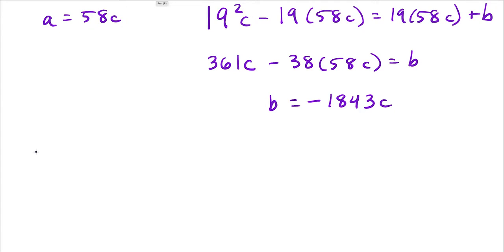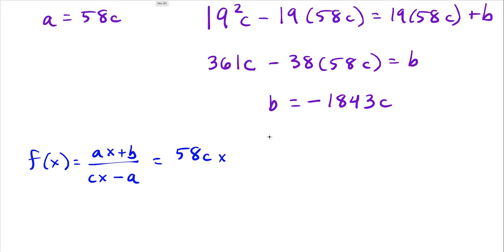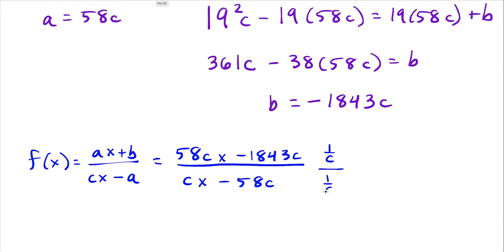So now let's plug this information into the function. We have f of x equals, and we had ax plus b over cx plus d. But remember, before we said d is equal to minus a. So we could write this like this, but now let's just keep substituting. A is equal to 58c. So we have 58c times x. B is equal to minus 1843c. And then this is over c times x minus a, which is equal to 58c. So what we could do from here is just divide the top and bottom by c. And that allows us to write this function as 58x minus 1843 over x minus 58.